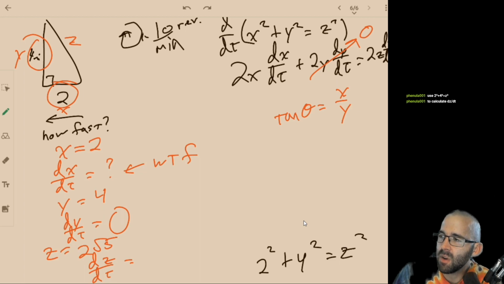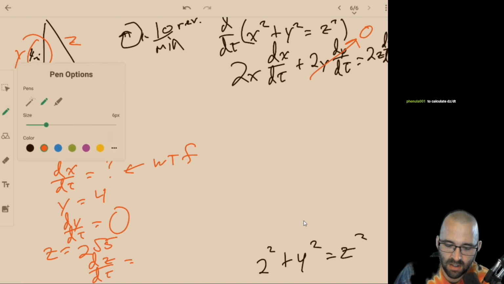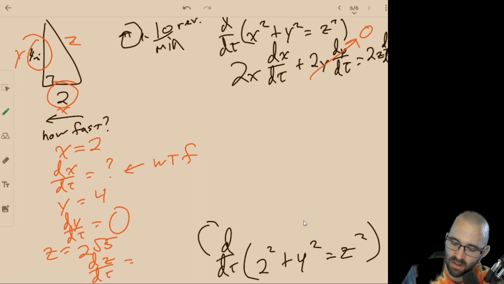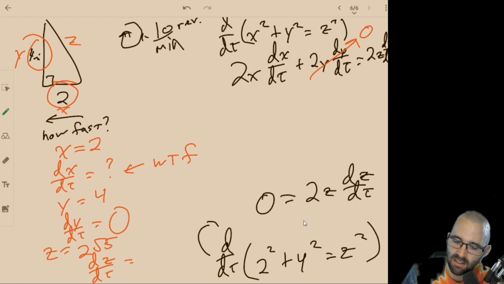Use 2 squared plus 4 squared equals z squared to find dz/dt. That should work, right? What we have is this guy on the bottom. If we take d/dt of both sides, what do we get? The left-hand side is 0. The right-hand side, no, this doesn't work. 2z times dz/dt. Because then you're just going to get that dz/dt is 0, which is not true.